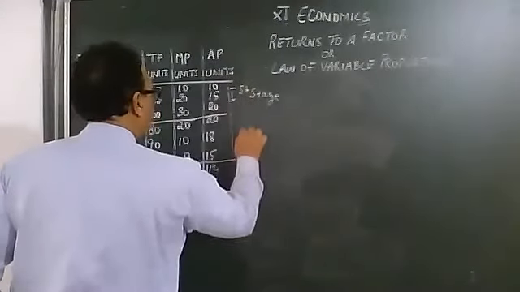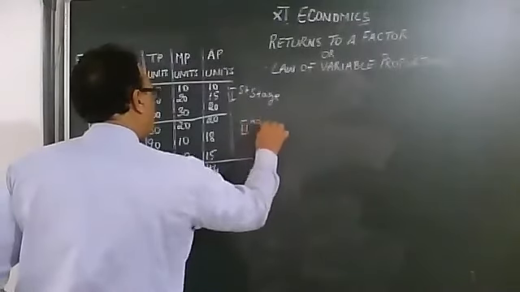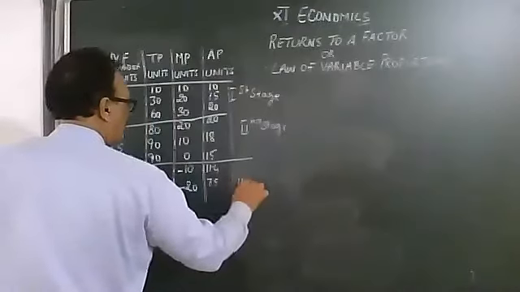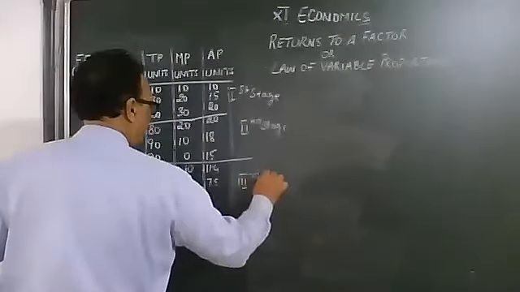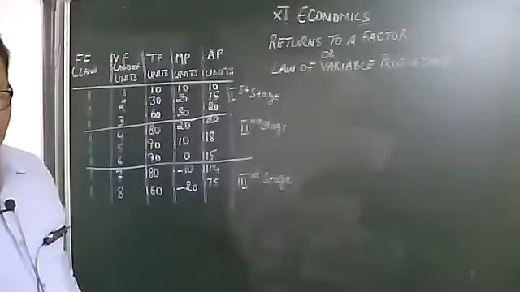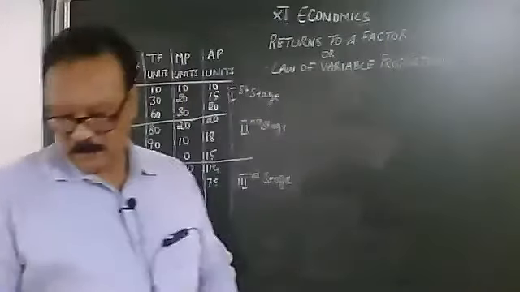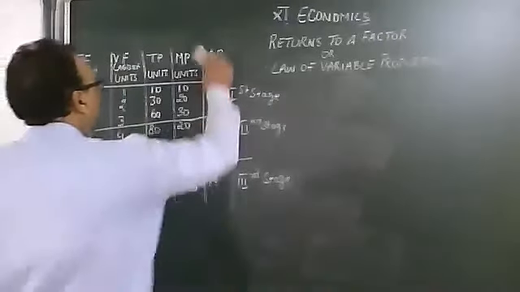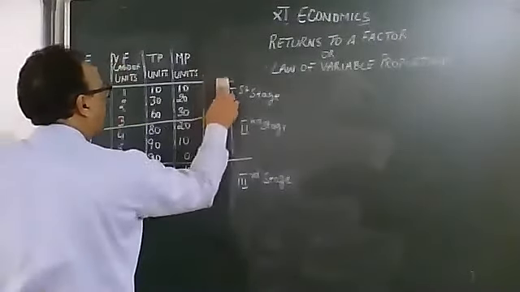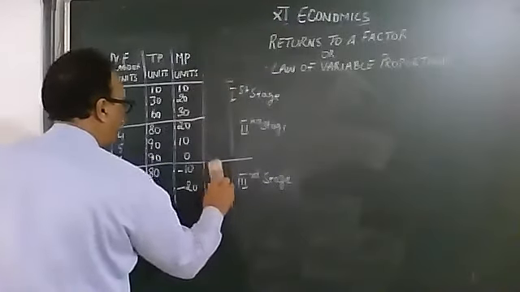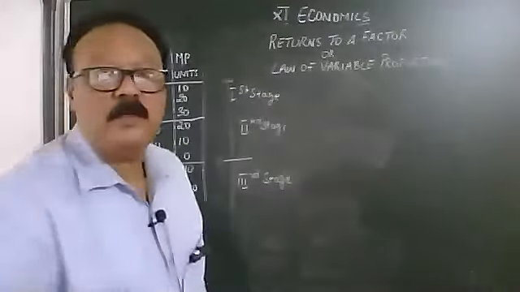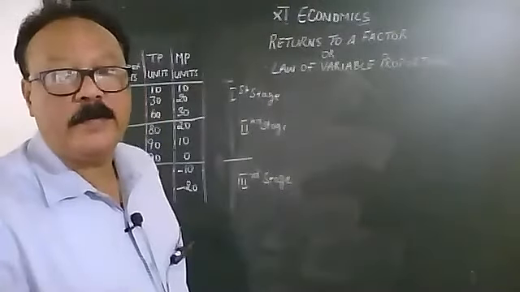This is the second stage. And this is the third stage. In this, we can remove the AP because we don't have anything to do with the law of AP. So, if you have it, well and good. If you don't have it, it's not required.